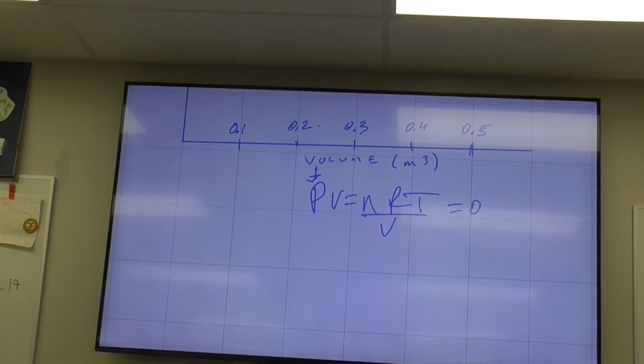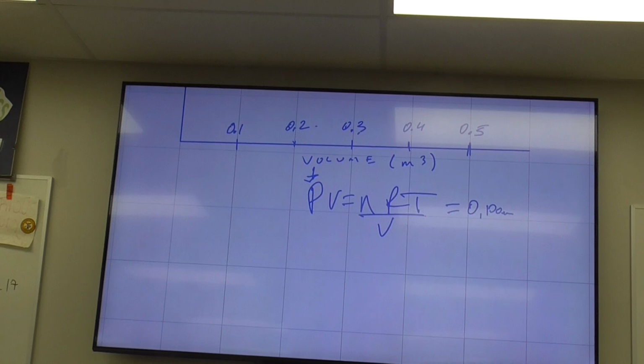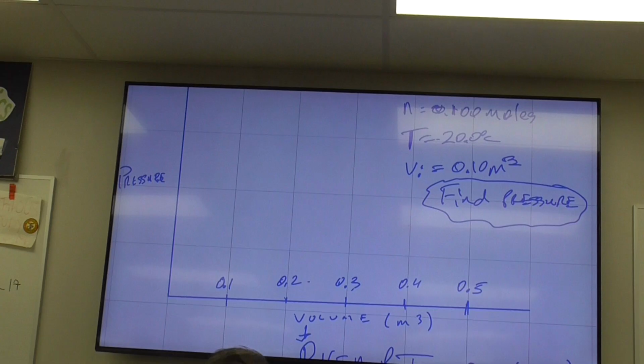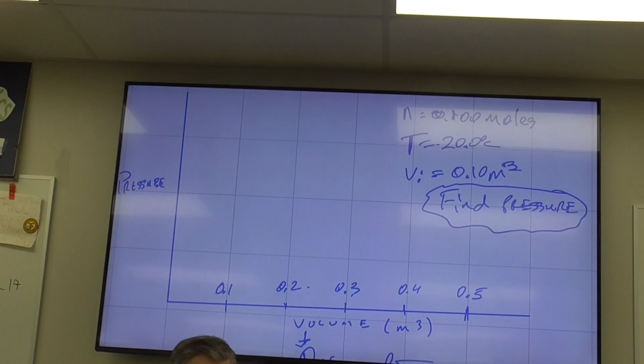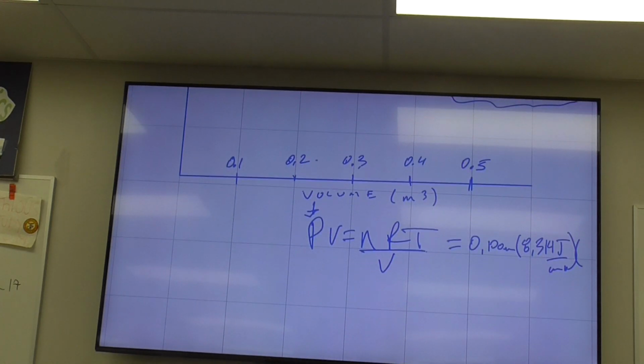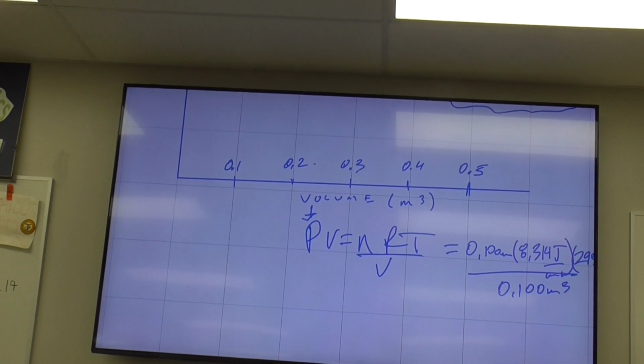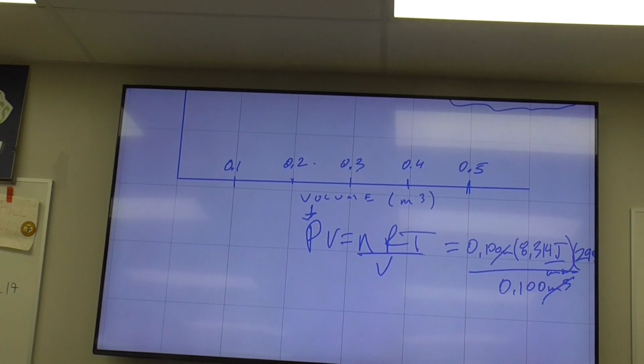So I got 0.1 moles. We're going to use the ideal gas law constant of 8.314 joules per mole Kelvin. Now, the temperature is 20 degrees Celsius, so 293. Do not leave that as Celsius, because if that's wrong, everything is going to be wrong from here on out. And then we have a volume of 0.1 cubic meters. That makes it simple. Those numbers cancel out.